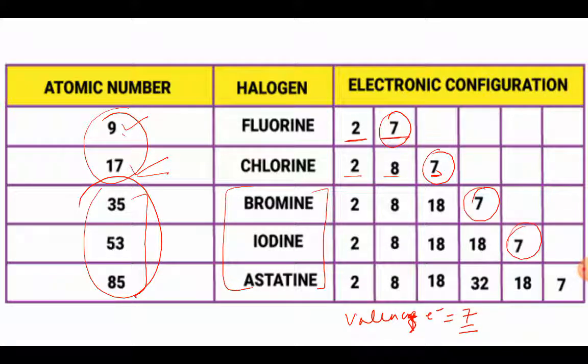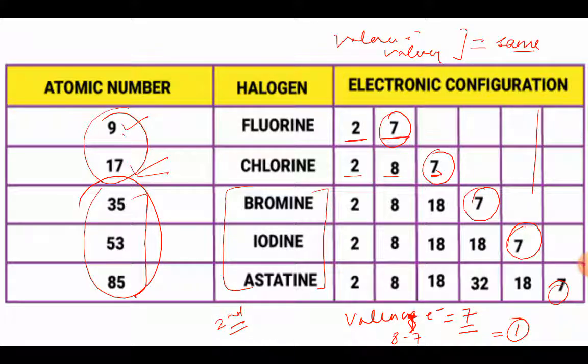And for the rest of the elements also it is 7. Now, applying the second rule for valency, it will be 8 minus 7, and the valency of all these elements will come out to be 1, right? So now we are sure that valence electrons and valency remain the same in a particular group when we move from up to down.